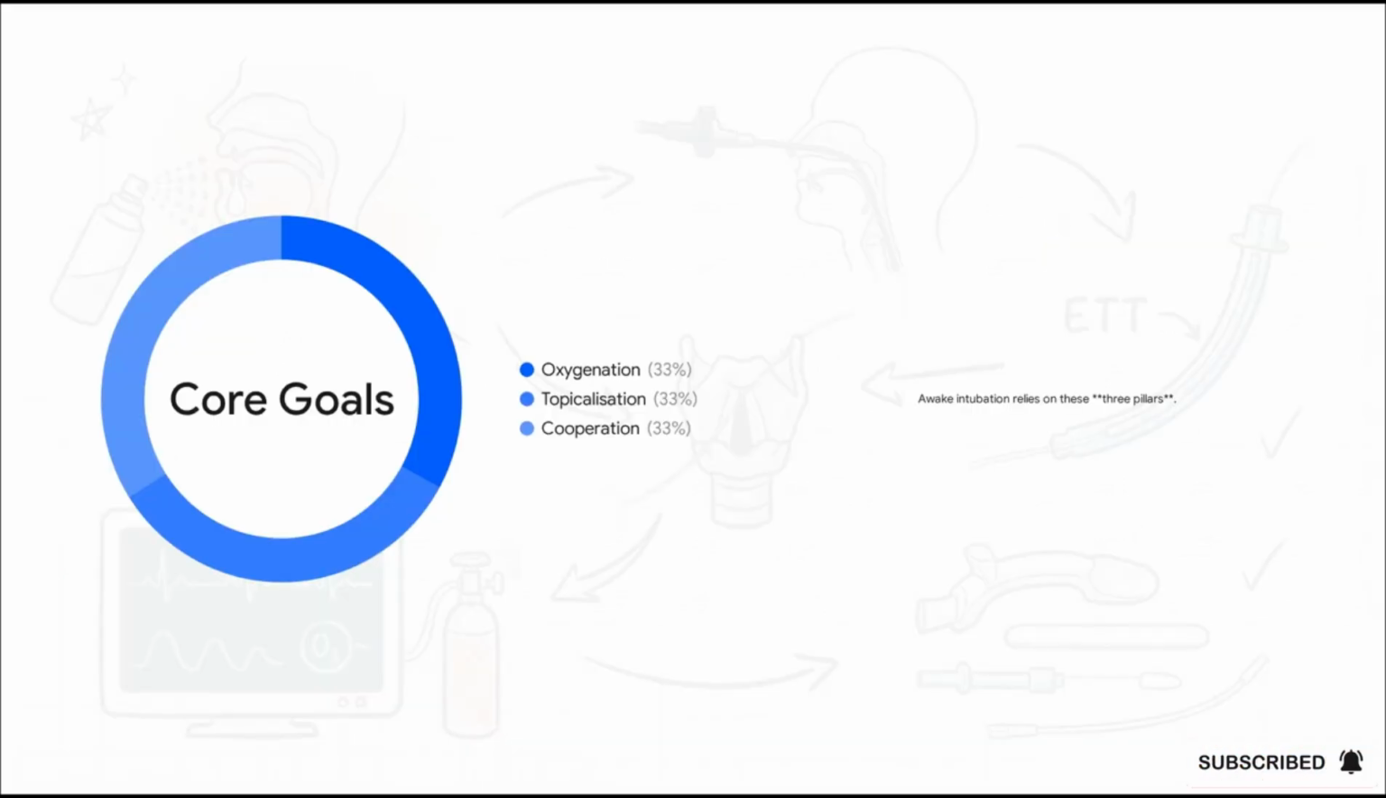A successful awake intubation isn't just about wrestling the tube in. It's a really delicate balancing act of 3 pillars working in perfect tandem. First, you have to maintain oxygenation at all times. Second, you need excellent topicalisation of the airway. And third, you must secure patient cooperation without unnecessarily depressing their ability to breathe on their own. If any single one of these pillars wobbles, the whole procedure is at risk.